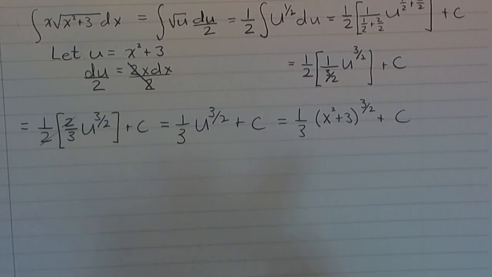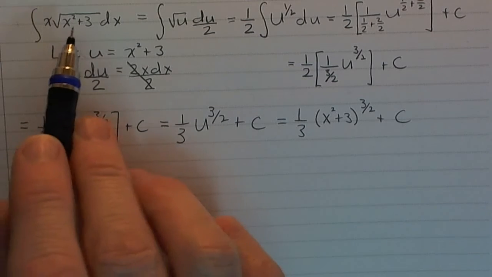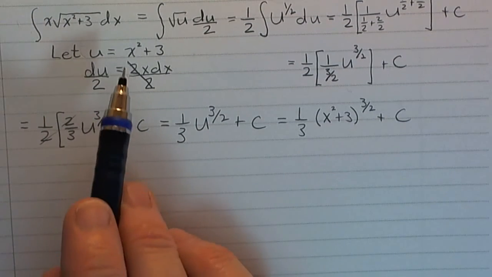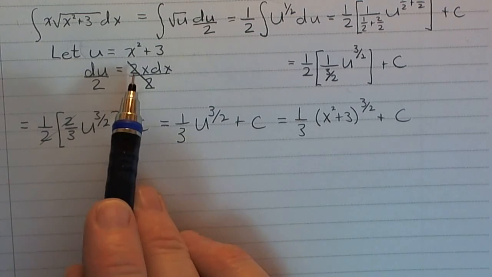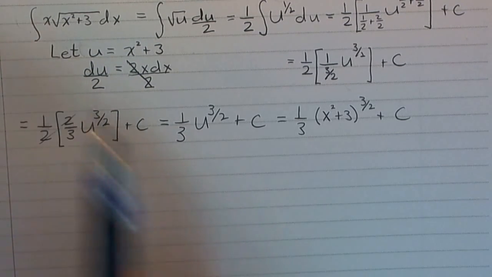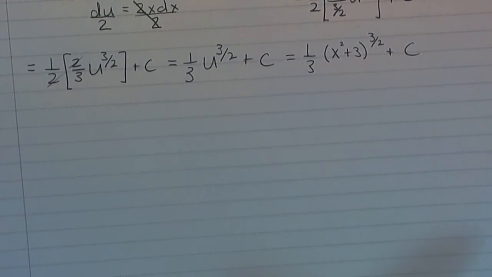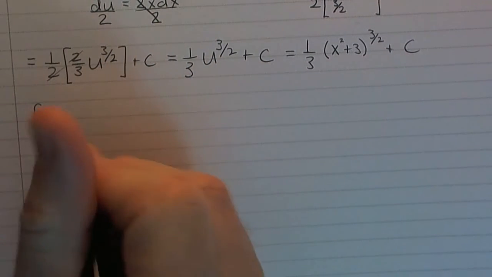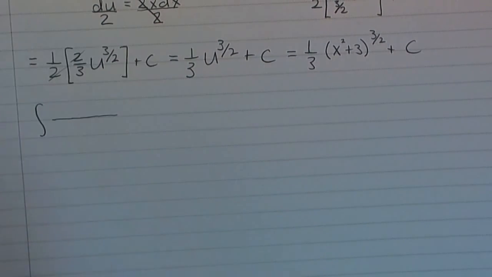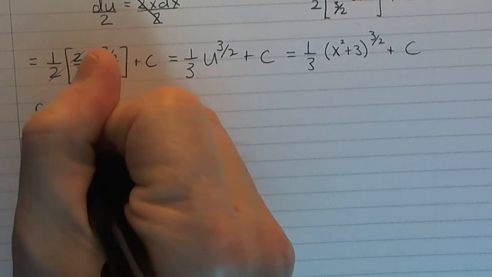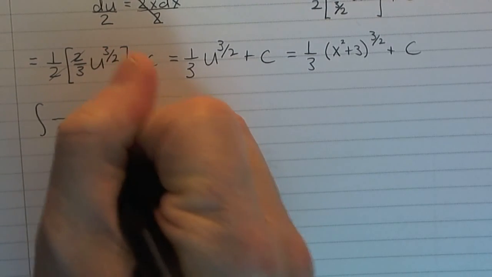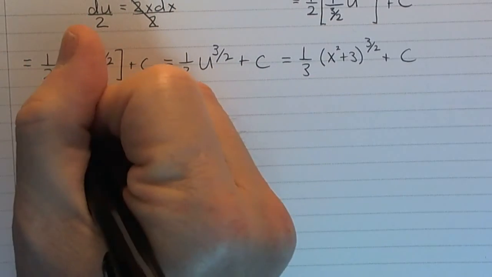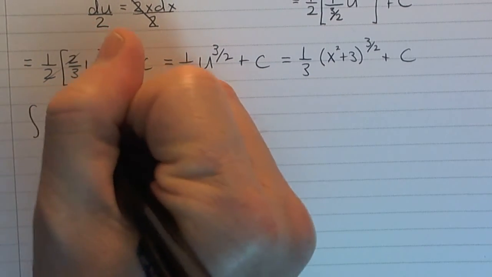Okay, so there's an example where we had to do a little bit of extra work, because when we found du, it wasn't exactly what was on the outside. Okay, let's look at another one here. Let's suppose that down here we've got x squared plus 5x plus 6. And up here we've got 2x plus 5.